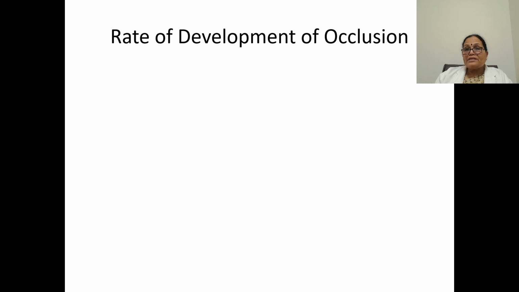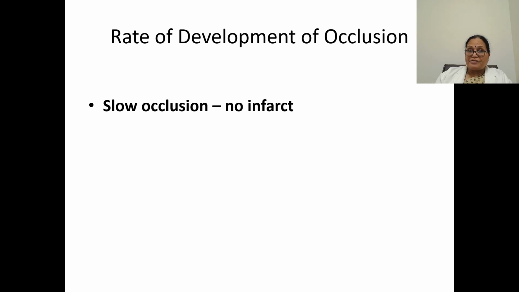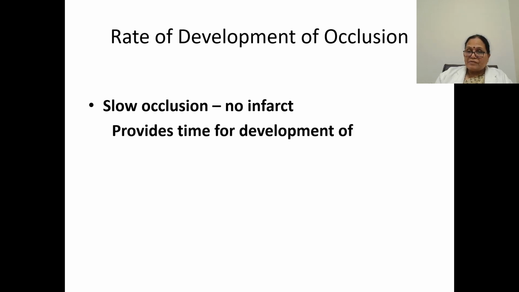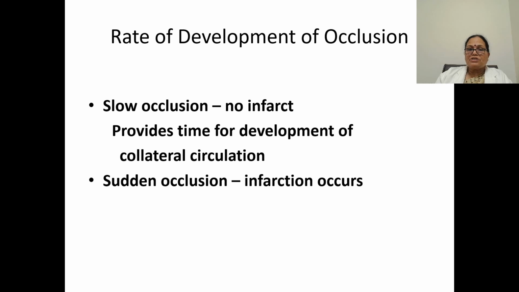What is the rate of development of occlusion? Is occlusion sudden or gradual? Slow occlusion causes no infarct, because the organs have time to get ready for it, whereas it provides time for development of collateral circulation. Sudden occlusion causes infarction.